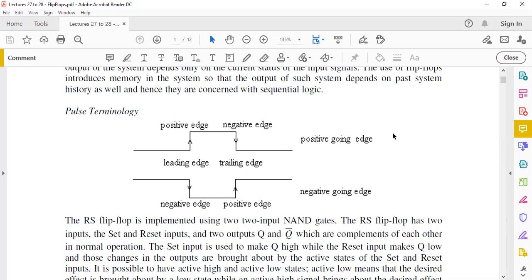Why are we studying that? Because we're going to see some circuits that are sensitive to the rising edge. This is called a rising edge, or positive edge. Some circuits will be sensitive to the falling edge. We're going to see later how we actually show that on circuits, so that we know whether a particular pin, a particular input, is sensitive to a falling edge or to a rising edge.